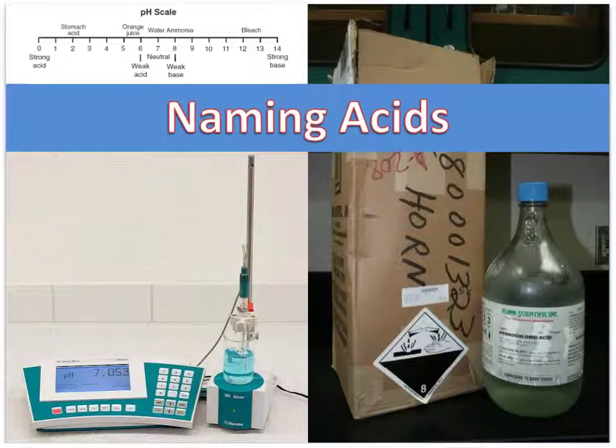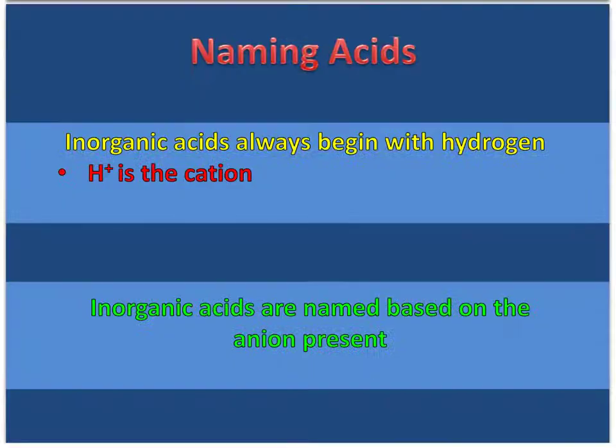In this video we're going to be looking at naming acids. Inorganic acids, and when we say inorganic we mean not containing carbon, are always going to begin with hydrogen. Hydrogen is going to be our cation, so hydrogen is going to be positively charged. And if we have a positively charged species, then we must have some negatively charged species coming together to give us our acid. So that means our acids are ionic compounds.